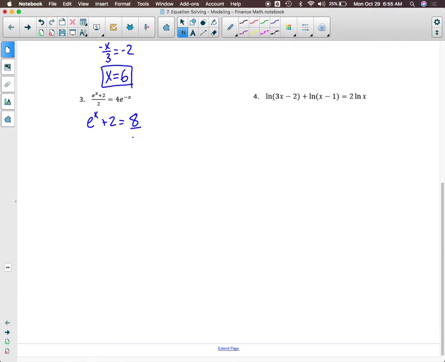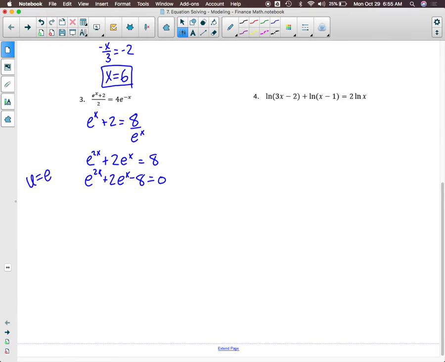E to the negative x, why don't I just rewrite that as e to the x in the denominator. And now, I don't really like having x in the denominator, so I'm going to multiply everything by this e to the x. So I'm going to get e to the x squared, which power of power lets me just multiply them, plus 2 e to the x equals 8. And this looks an awful lot like a quadratic to me. So I'm going to set this equal to 0.